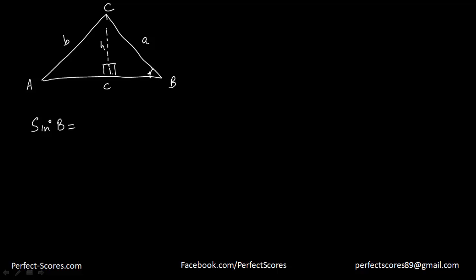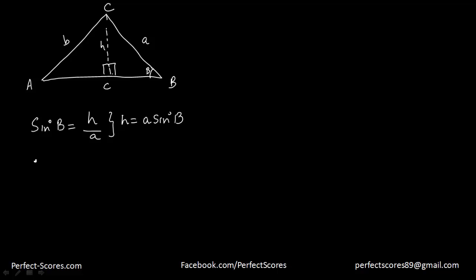So this over here is angle B. Sine of B is going to be equal to the perpendicular divided by the hypotenuse. The perpendicular is equal to h and the hypotenuse is equal to a. Which means I can say that the value of h will be equal to a sine B, right? So that is the value of h.